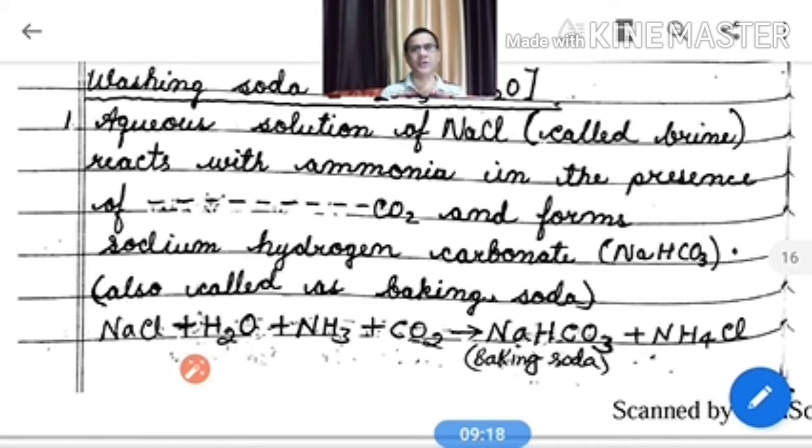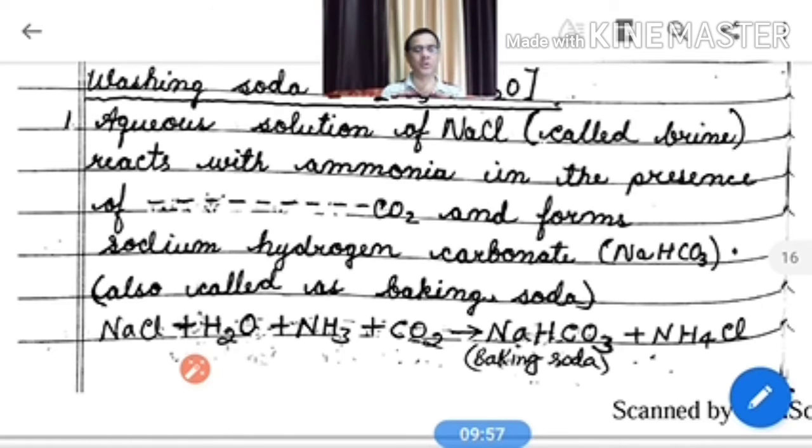So I will explain it by seeing the equation. See the first equation: NaCl plus H2O, and I already told you an aqueous solution of NaCl in water is called brine. So NaCl plus H2O, that is brine, reacts with ammonia and CO2, and first forms a compound, NaHCO3, called baking soda, sodium hydrogen carbonate. This is the first step for the preparation of washing soda. This is not washing soda, NaHCO3, this is baking soda.